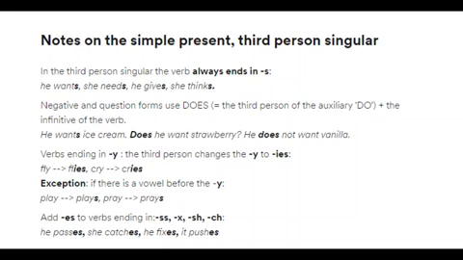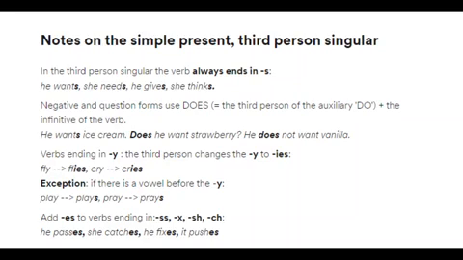Now see, in the third person singular, the verb always ends in S. I repeat again, in the third person singular, the verb always ends in S. For example, he wants. He is third person singular, not want. We have used S, so he wants. She needs, again S. He gives, again S with the verb. She thinks, again S with the verb, because all these are third person singular.